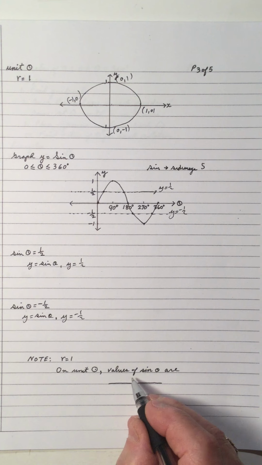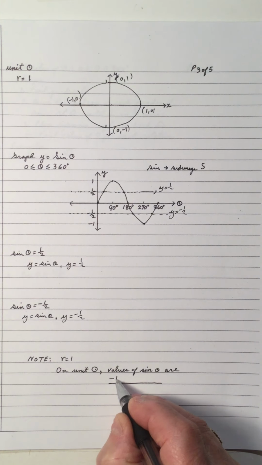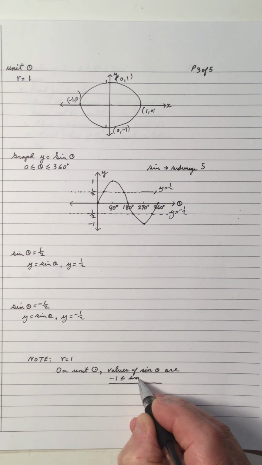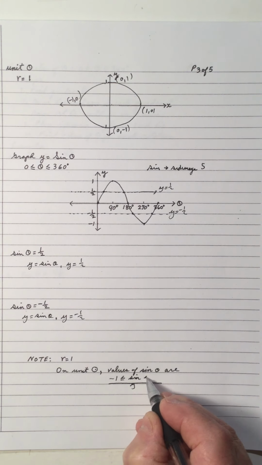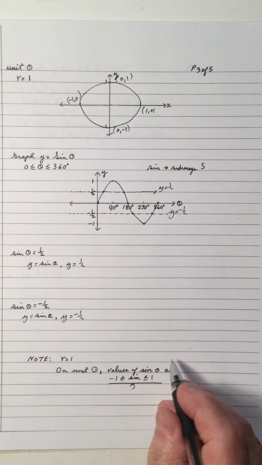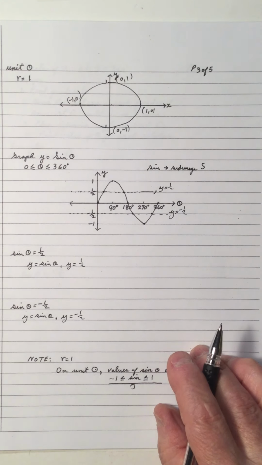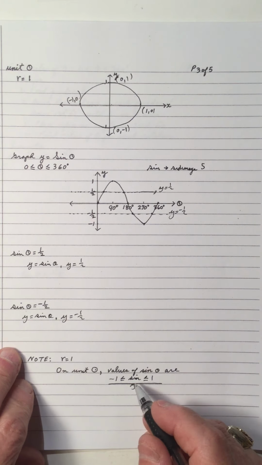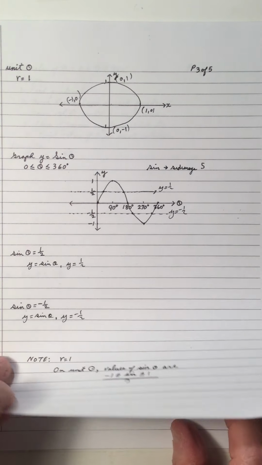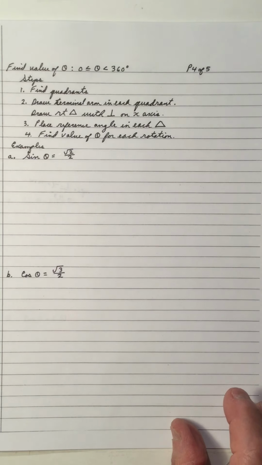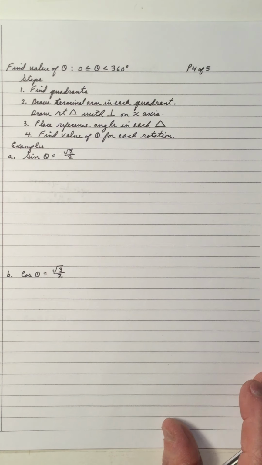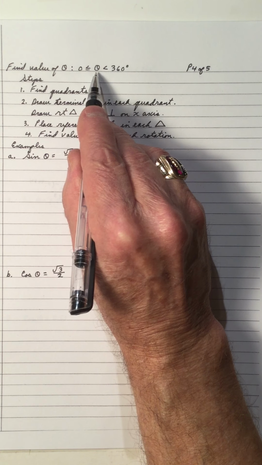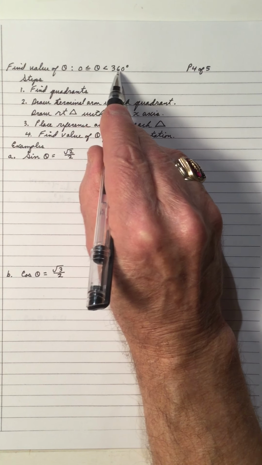On a unit circle, the values of sine are -1 less than or equal to sine, or we could say y, less than or equal to 1. So the values of cos and sine on a unit circle go from -1 up to 1. That's the range. You think about it. And so let's solve some equations knowing that. Find the value of theta from 0 less than or equal to theta less than 360.